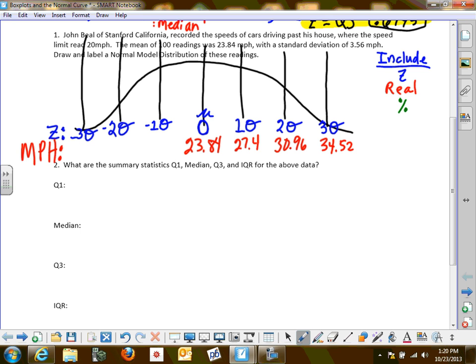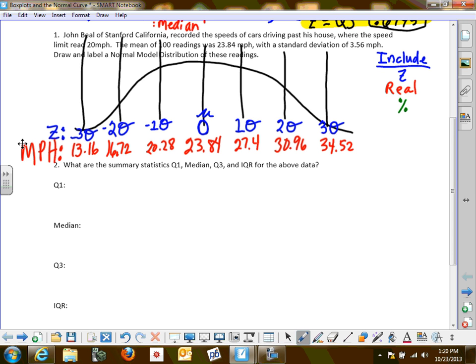Add another standard deviation up and you get 34.52. And so then going down, what am I going to do? Okay, so my 1 standard deviation down is 20.28. 2 standard deviations down is 16.72, and 3 standard deviations down is 13.16. Okay, so that is the contextual idea, so the context in miles per hour. And so the final thing that I want you to include is the percentages.